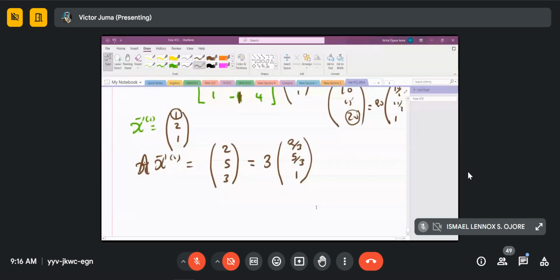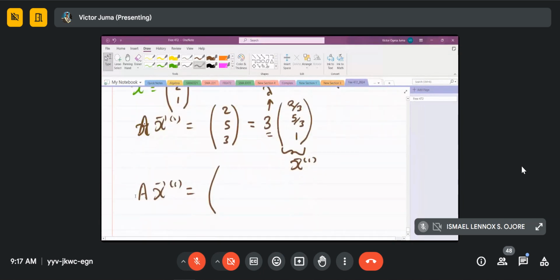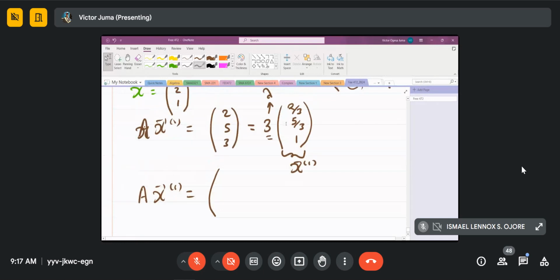And so what you get here becomes your x1, and what you put here becomes what? This is the first eigenvalue. So it means after one iteration, your eigenvalue is 3, your eigenvector is this one. And then next you have A multiplied by x1. What do I get? Multiply this now, A by this vector.